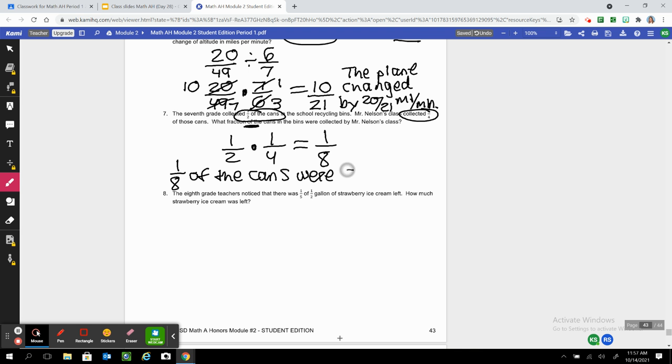So 1/8 of the cans were collected, don't mind my stylus, by Mr. Oops, handwriting's not very good with that one, Mr. Nelson's class. Should probably be typing this.